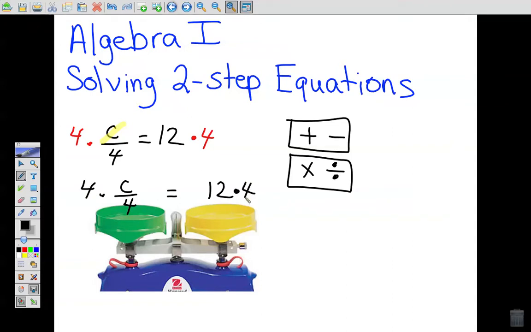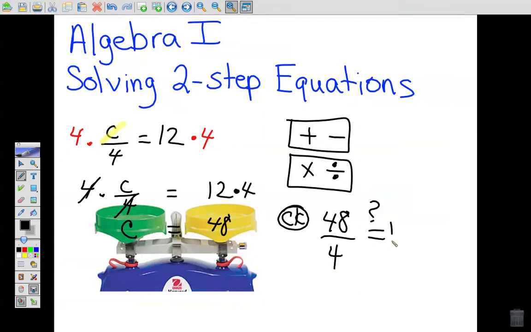Because what I do to one side, I do to the other to keep the equation balanced. Now, if I divide by 4 and multiply by 4, inverse operations cancel each other out. So I have C left being equal to 48. As I've mentioned before, we can easily check this equation. I can put 48 in for C and ask myself, 48 divided by 4, is that equal to the 12? And it is, so it checks out.